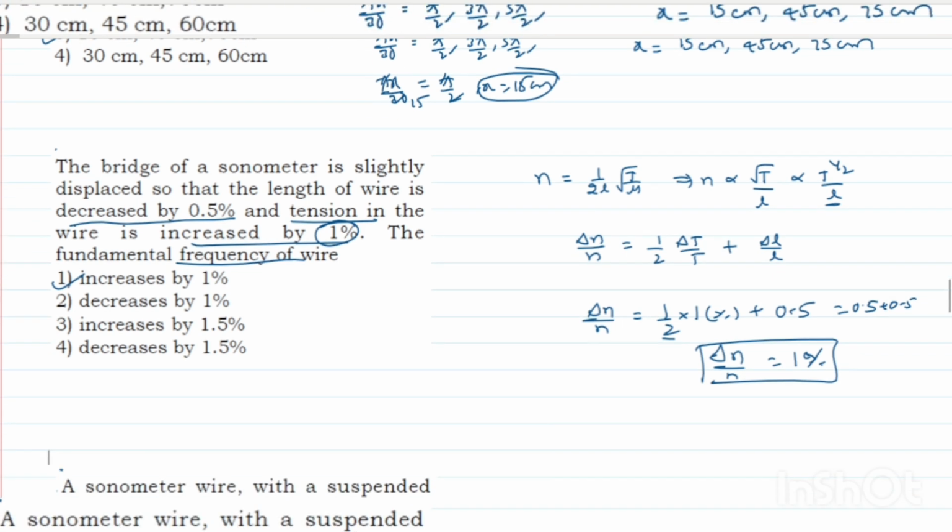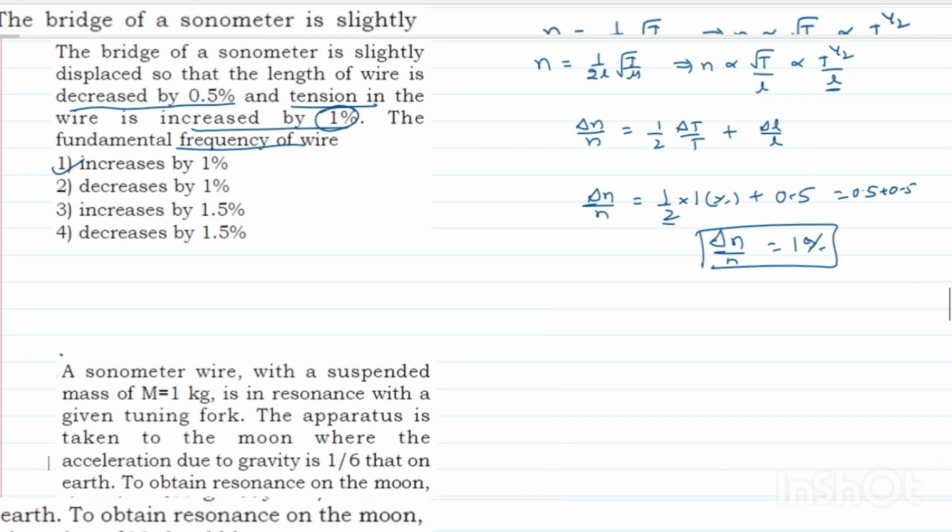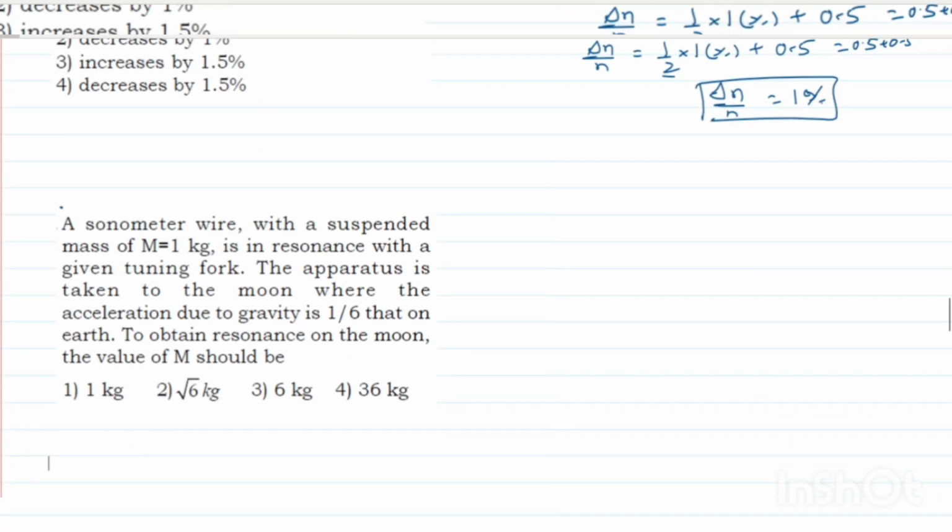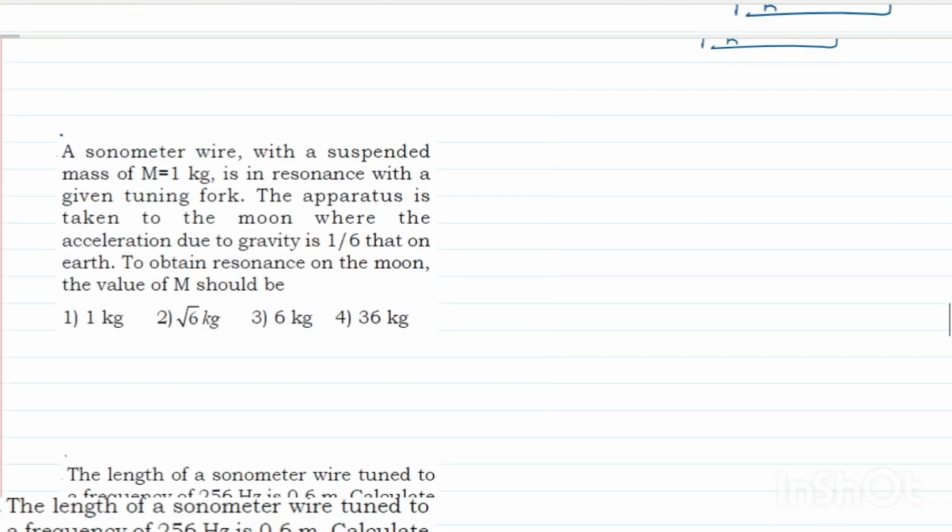Now let us see the next question. A sonometer wire with a suspended mass m equal to 1 kg is in resonance with a given tuning fork. The apparatus is taken to the moon, where the acceleration due to gravity is 1 by 6 that of the earth. To obtain resonance on the moon, the value of m should be what?